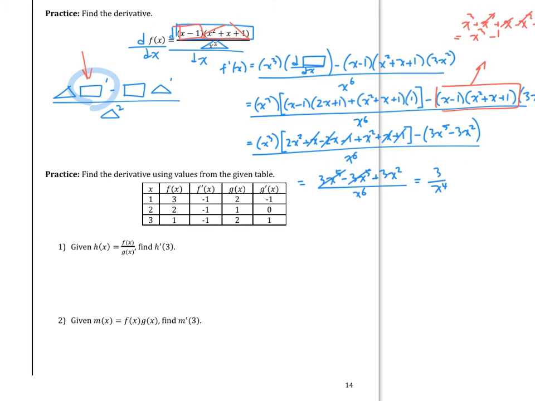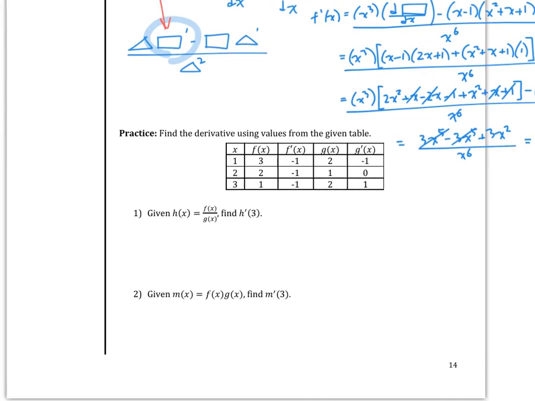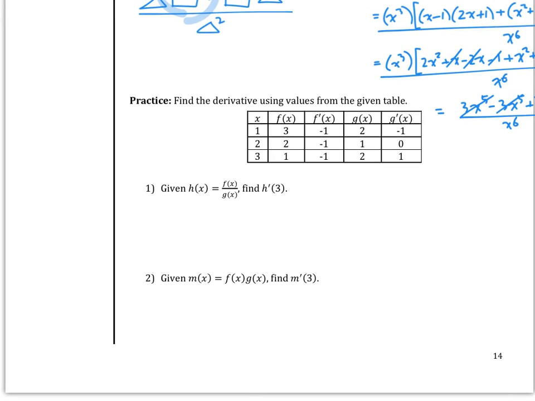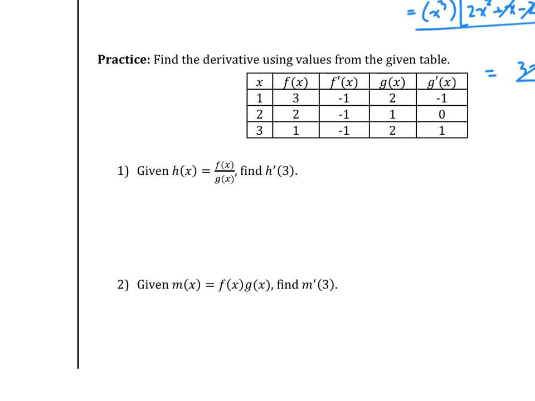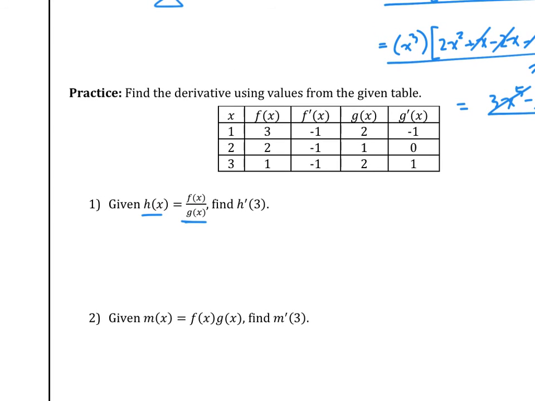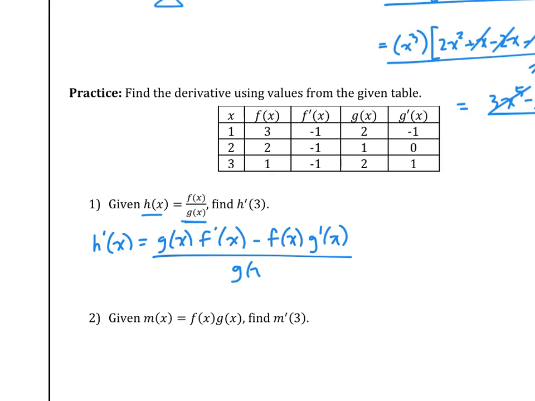All right, the next one, find the derivative using the values given below. So given that h is f over g, find h prime. So this is very obvious they want you to use quotient rule. Okay, again, differentiate first before you put in a 3. So low d high minus high d low, all over low squared.